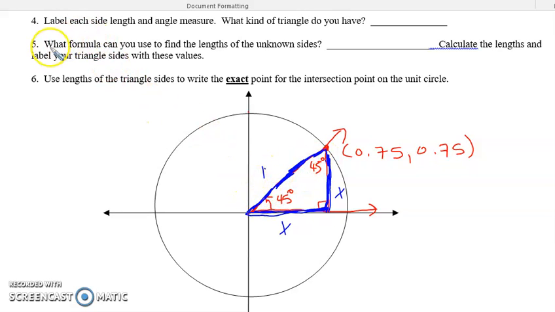So number 4 says label each length and angle measure. We did that. What kind of triangle do you have? Well, because we have a 90 degrees right here, one of the kinds of triangles that we have is a right triangle. That's actually very important. So we have a right triangle.